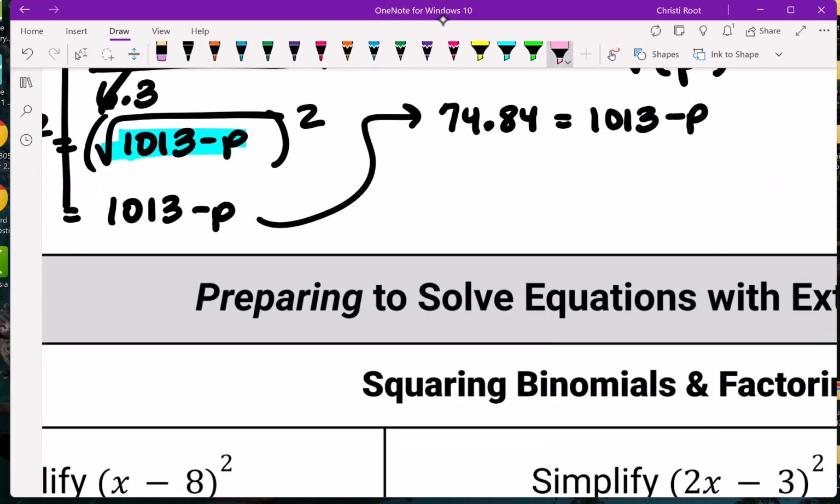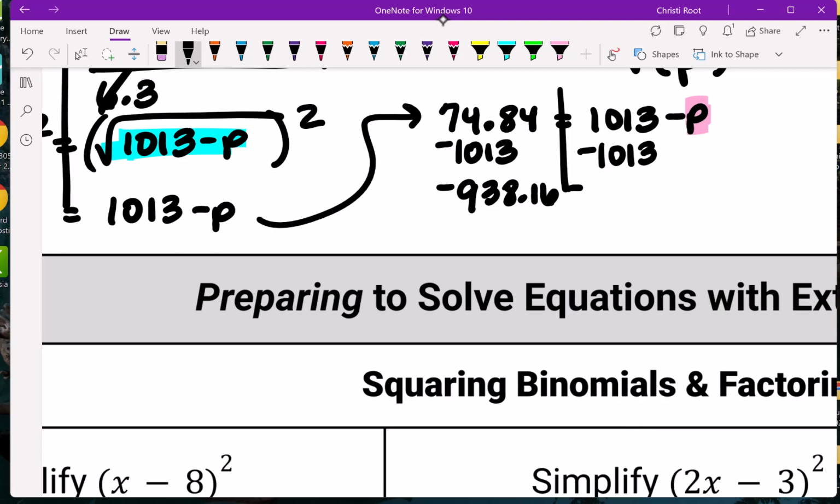Okay, now I'm on step 3. I'm trying to get P isolated. So I'm going to subtract 1013. When I get that, I get negative 938.16. But it's still negative, like negative P. So probably the easiest thing for us to do is divide by -1. And when you divide both sides by -1, it makes it positive.